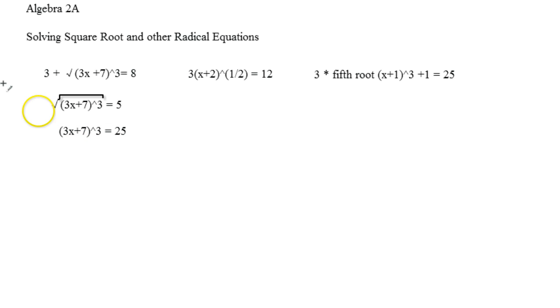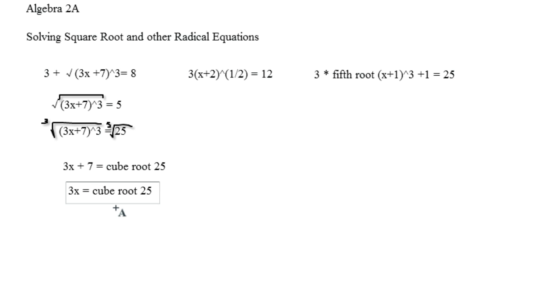Okay, and then what we're going to do is cube root both sides. Now what happens is we get 3x plus 7 equals cube root 25. And as all you guys know, we can do the square root of 25, which is 5, but we cannot do the cube root, so I just write out cube root. Then I go ahead and minus 7, so 3x equals cube root 25 minus 7.